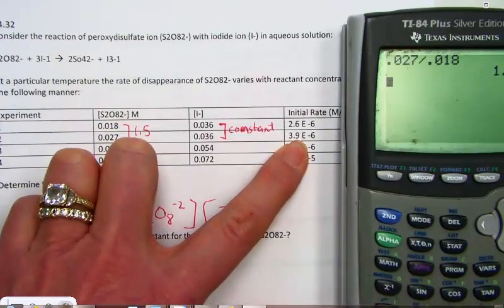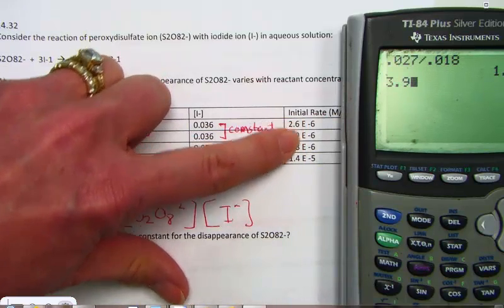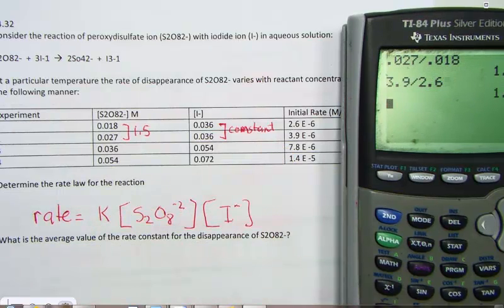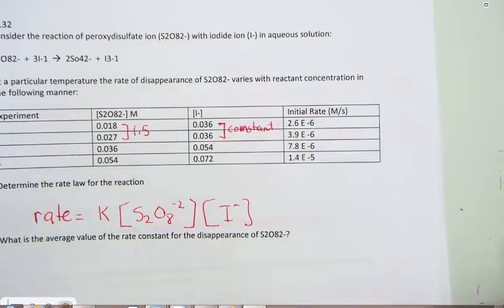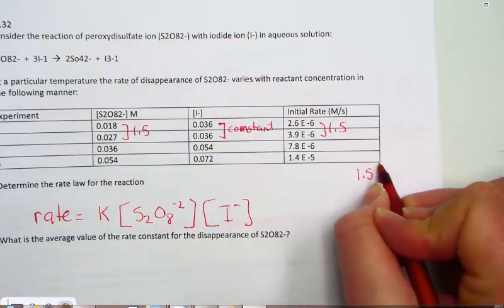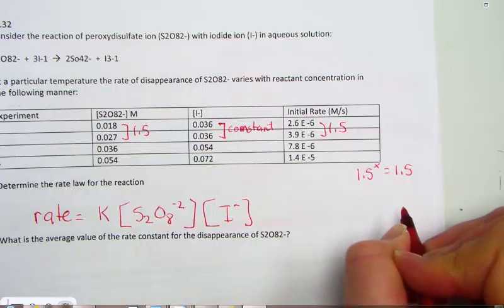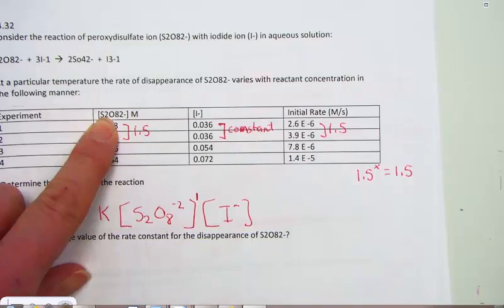Let's do the same here. 3.9. Since these are the same values, times 10 to the -6, I'm just going to drop them out. 3.9 divided by 2.6. That's also 1.5. 1.5 raised to what power gives you the same number back? Of course, that power is 1. It's first order with respect to S2O8 -2.